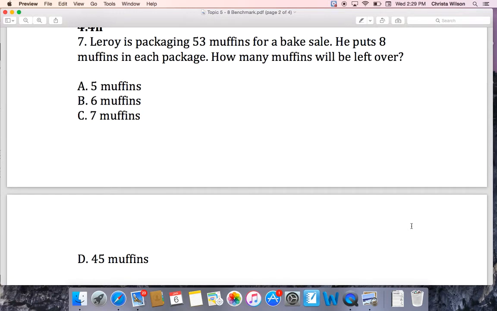Number 7. Leroy is packaging 53 muffins for a bake sale. He puts 8 muffins in each package. How many muffins will be left over? A. 5 muffins. B. 6 muffins. C. 7 muffins. Or D. 45 muffins.